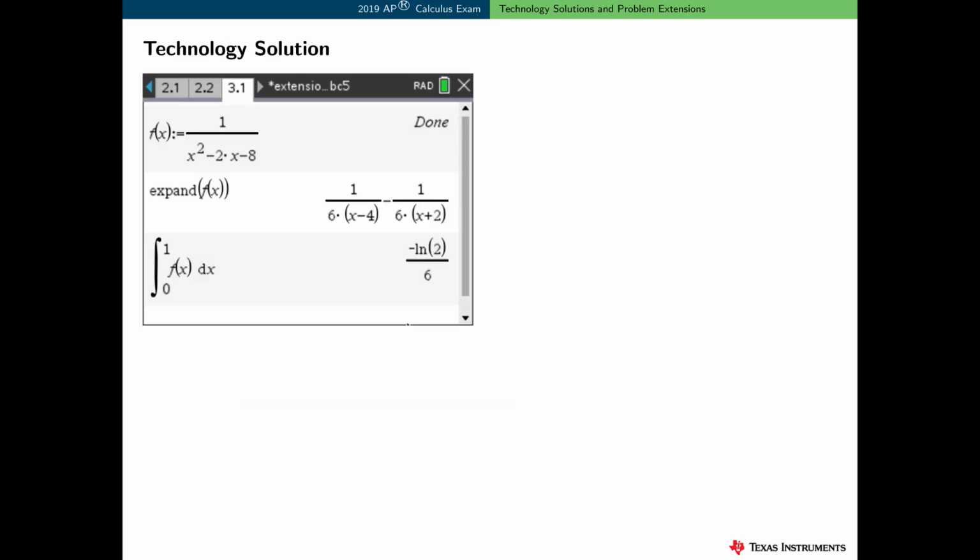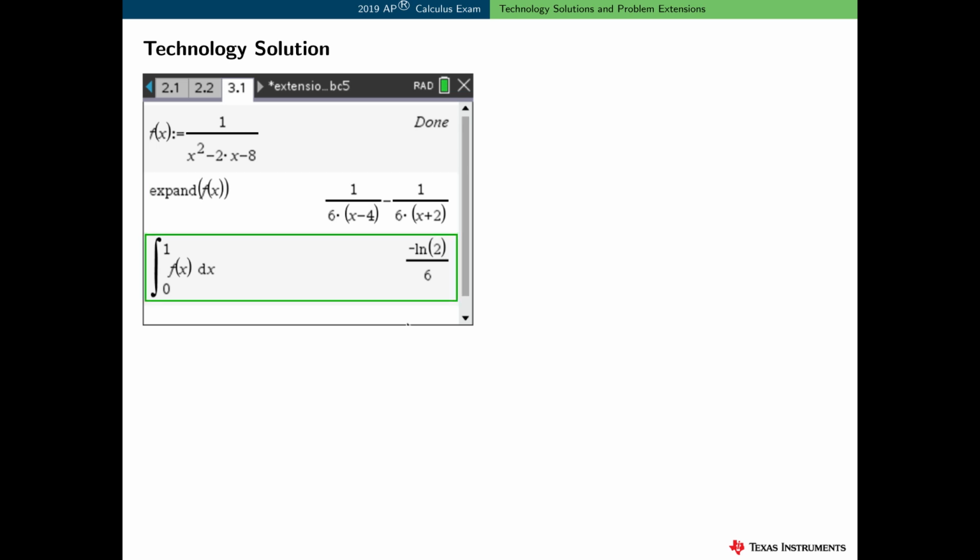Here is a way to use technology to solve this problem. Using the TI-Nspire, I first defined the function f. Now I don't need to include this next step, but I wanted to show you a cool feature of the machine, an example of the built-in function expand. I can use this function to find the partial fraction decomposition.